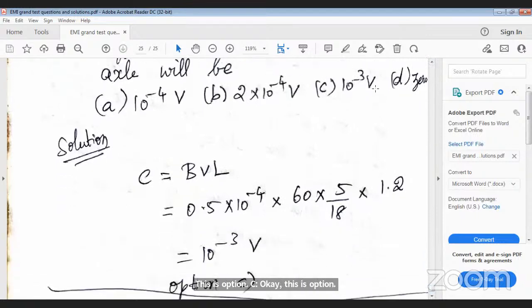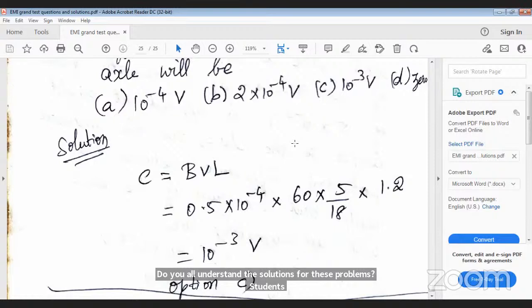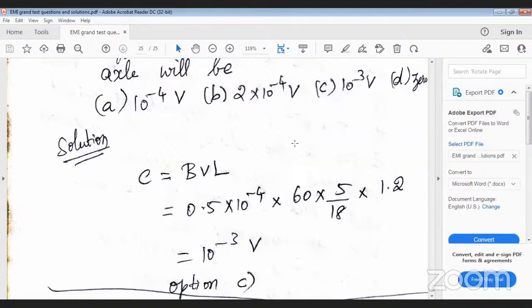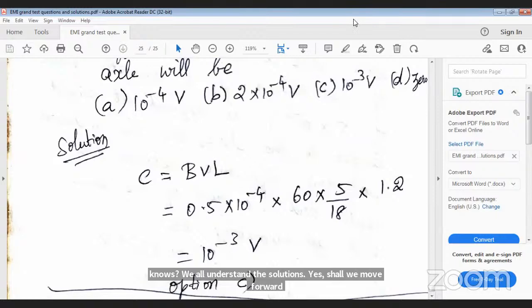Do you all understand the solutions for this problem, students? Students, do you all understand the solutions? Yes. Shall we move forward? Yes, sir.